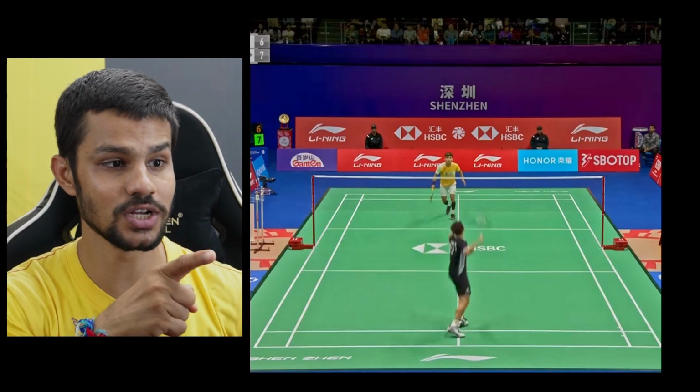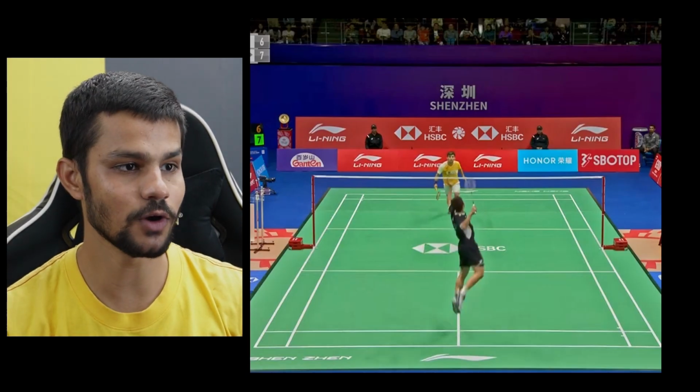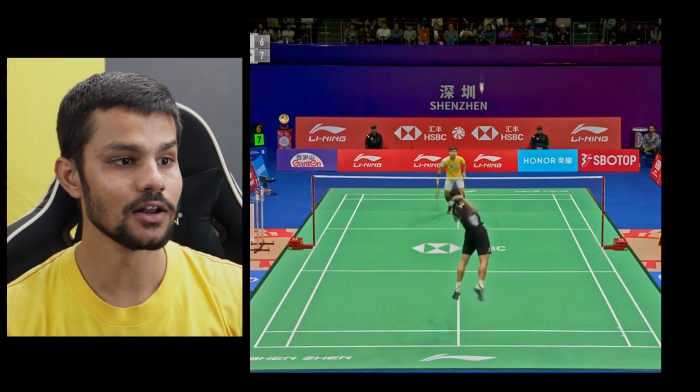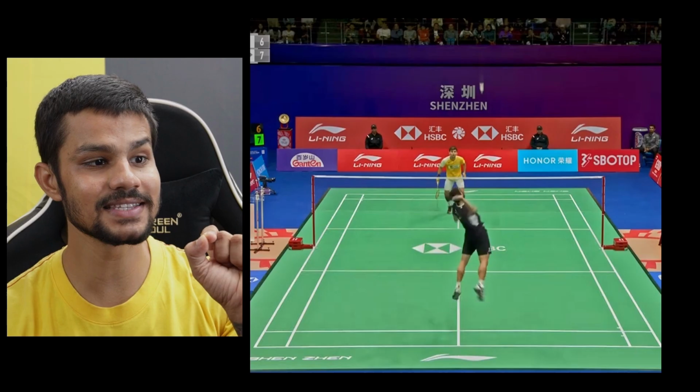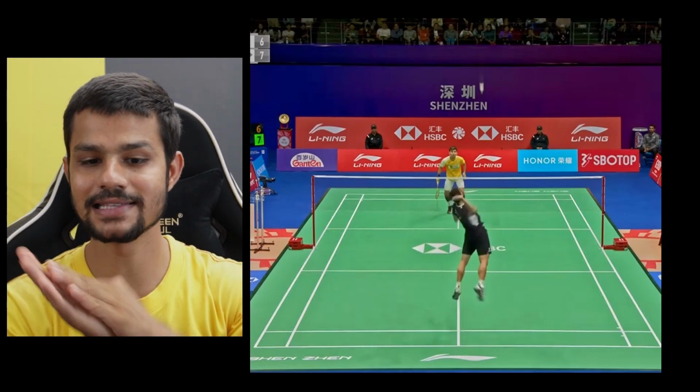Second thing, they position. Look at the position of Shi Yu Qi. He positioned himself, did a jump smash. Look at his legs. He did a jump, and his legs are like this.